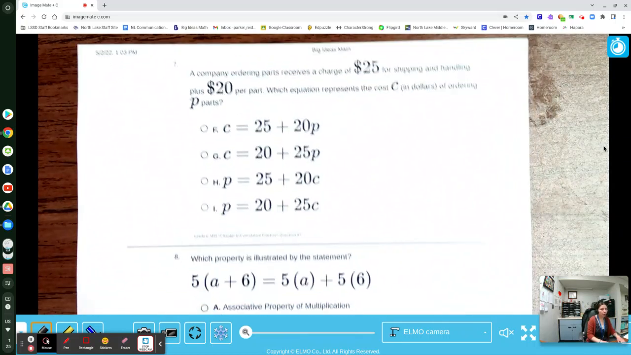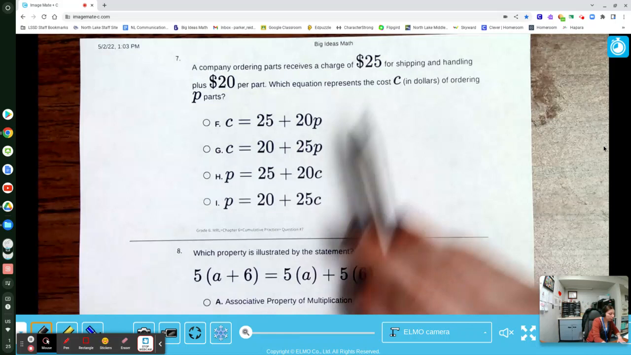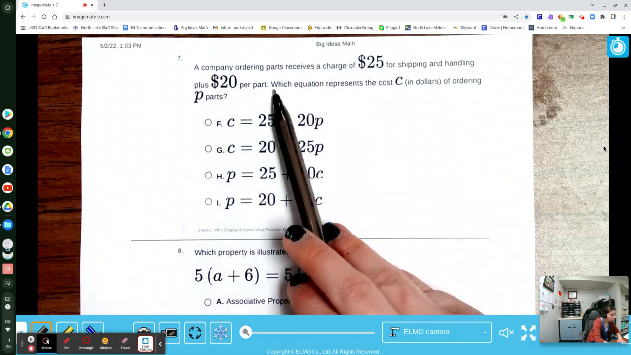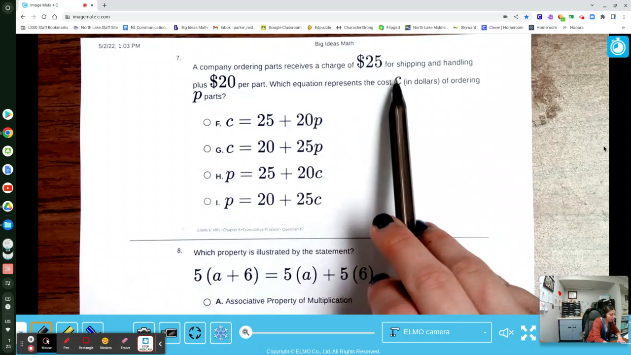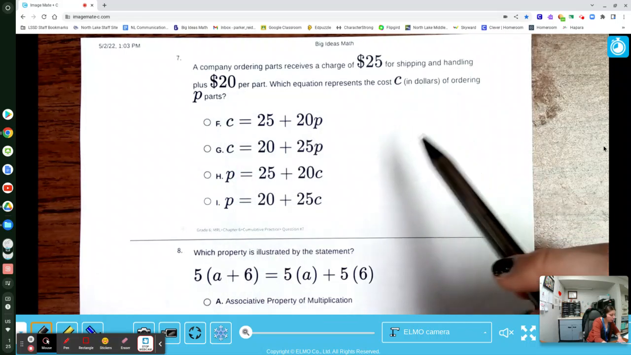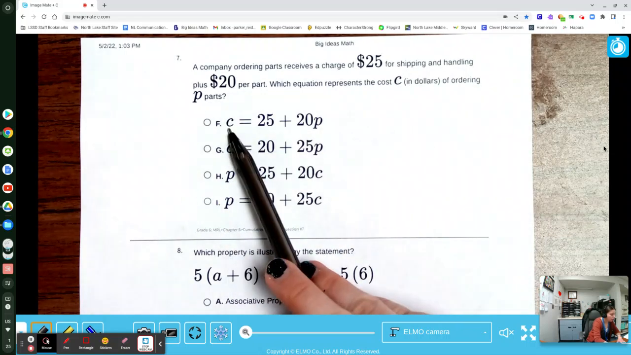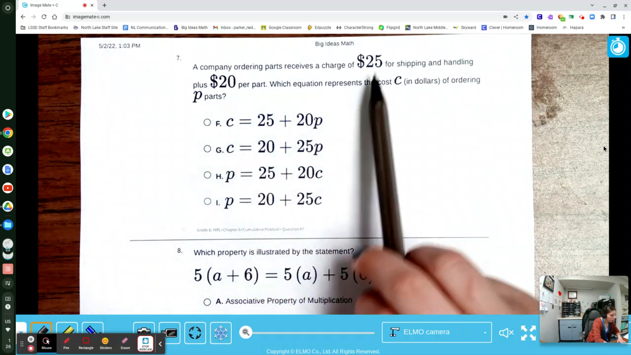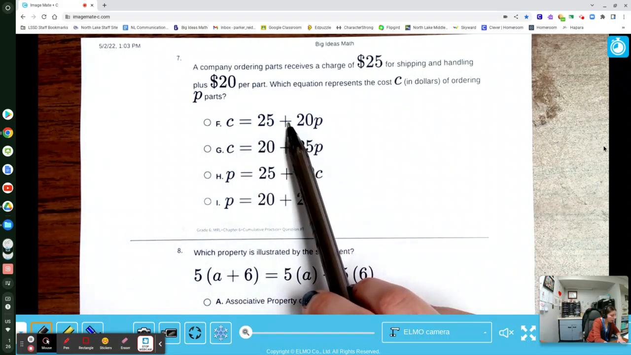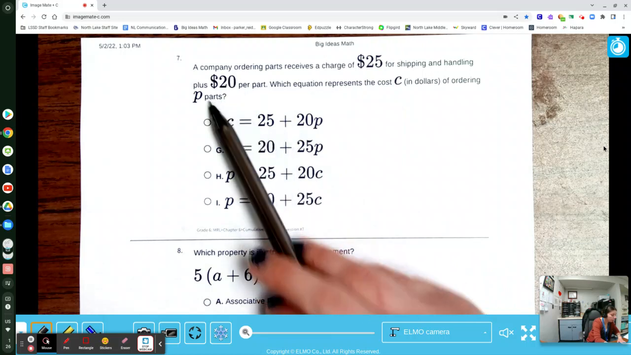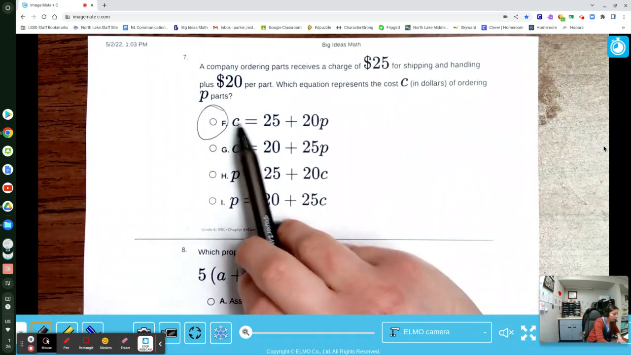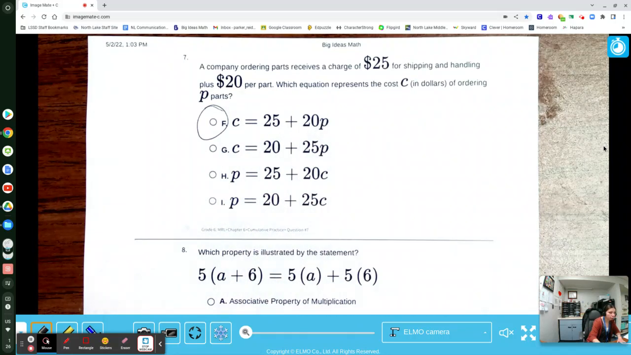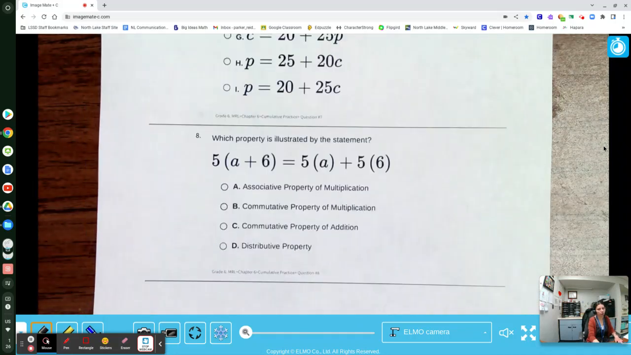Number 7, a company ordering parts receives a charge of $25 for shipping and handling plus $20 per part, right? Which equation represents the cost, C, in dollars of ordering parts? So I'm probably going to set this up as the cost equals a certain amount. I know the cost should be $25 plus $20 per part, $20 times P. So that's going to be option F. The cost equals my shipping amount plus $20 times the number of parts.